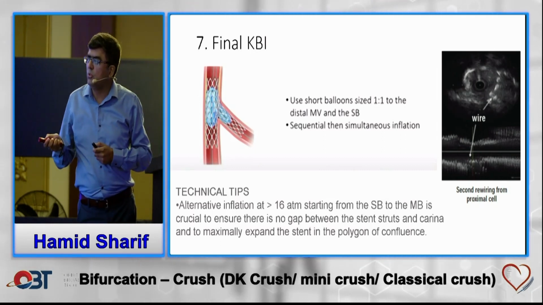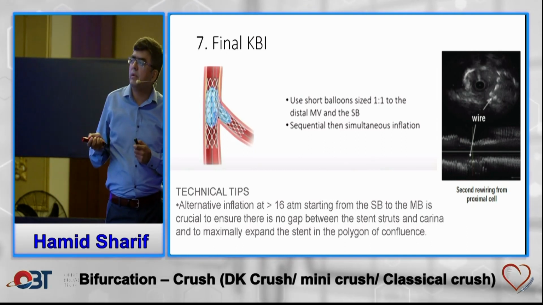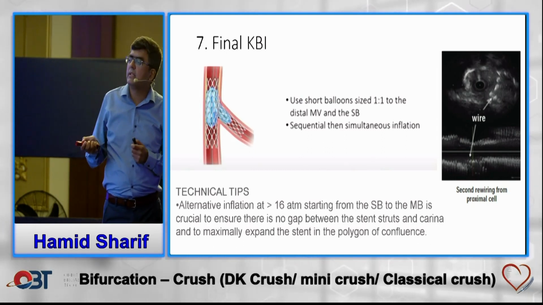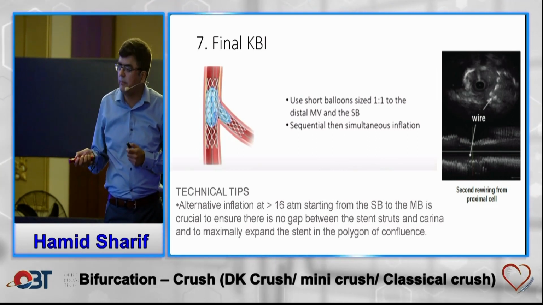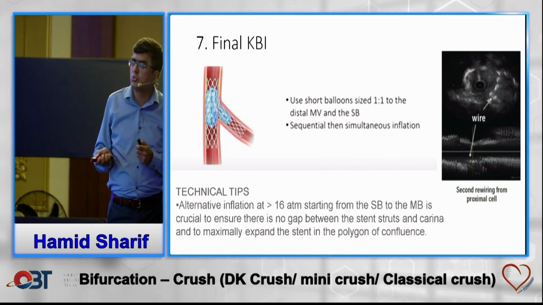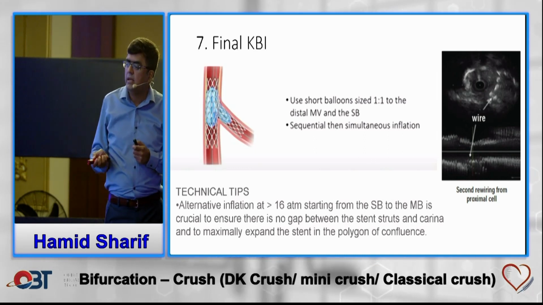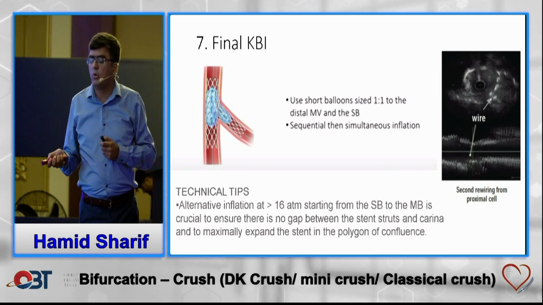So use short balloons, size 1:1 to the distal main vessel and the side branch, again sequentially. Alternate inflation at 16 atmospheres, starting from the side branch to the main branch, is crucial to ensure there is no gap between the stent struts and carina. Maximal expansion of the polygonal confluence is important.